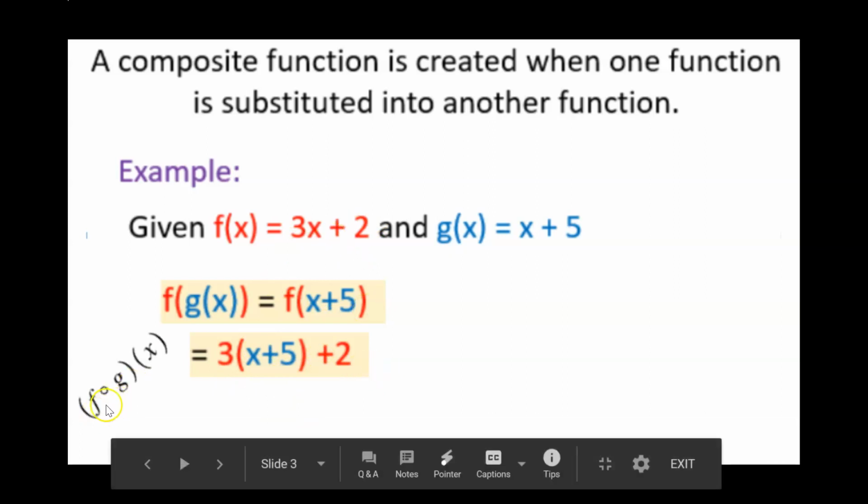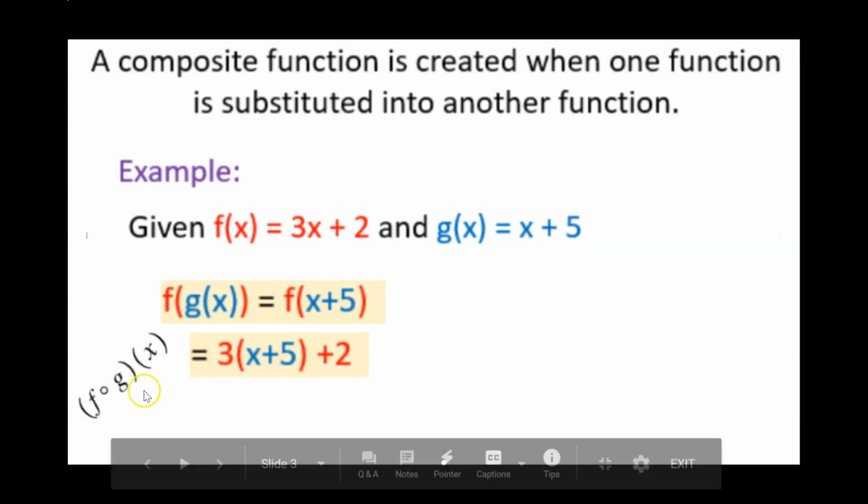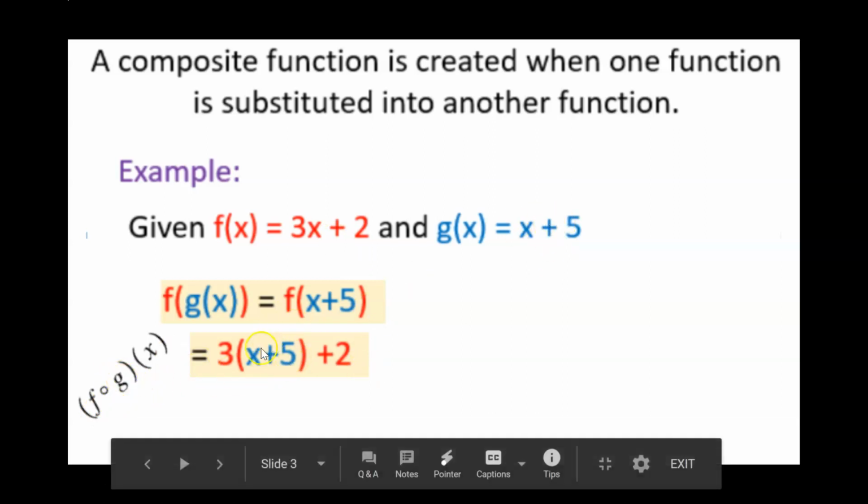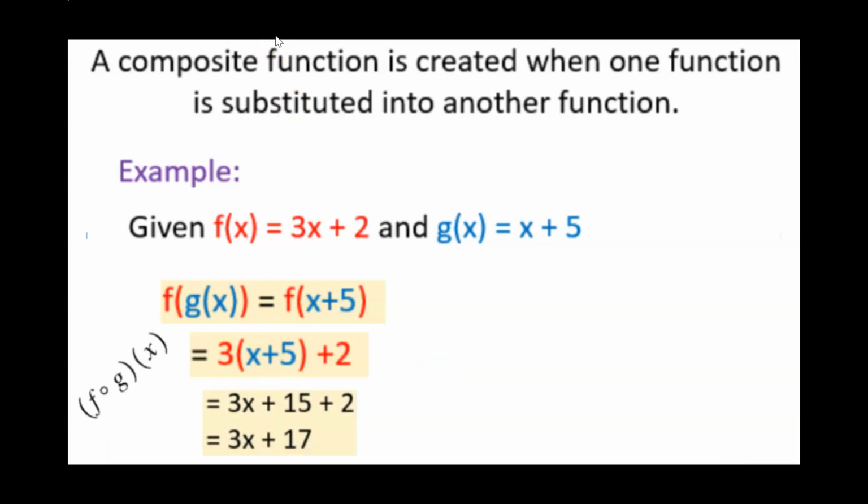So this is what all the composite means. It's just, again, we're taking the second equation because the g came second, put it inside the main equation, and then we're going to solve from there. We're going to distribute the 3 inside to get 3x plus 15 plus 2, and then combine like terms with the 15 and 2 and get 17. So that's going to be the answer for f of g, f composite g.